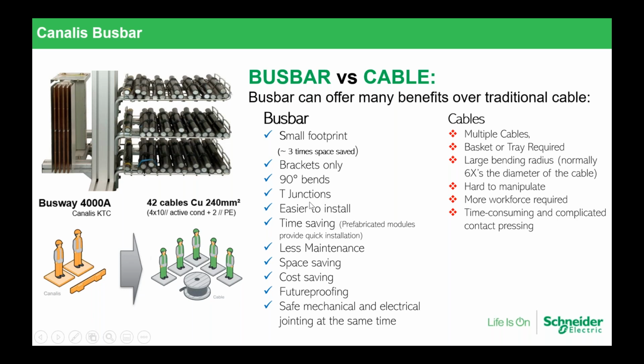Just before moving to the next slide, with the Busbar you have 90 degree bends. With a cable, you don't have this possibility. Even for the higher ratings, you don't have the possibility to bend the cables at 90 degrees. You have T junctions with the Busbar. You need less maintenance than with the cable, and I will touch on this again. It's a big advantage. After you install the Busbar, you don't need to go and verify the contacts every 6 months or every year.